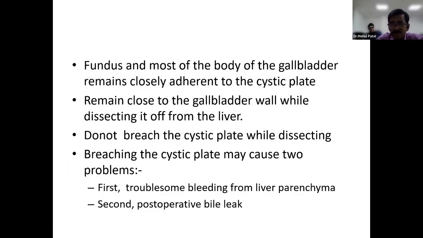So this fundus and most of the body remains closely adherent to the cystic plate. And while dissecting the gallbladder, remain close to the gallbladder rather than going through the cystic plate into the liver parenchyma. If you breach the cystic plate, there may be two problems. First, there will be troublesome bleeding from the liver parenchyma. And secondly, there might be some post-op bile leak. So we should confine our dissection in the plane between the gallbladder wall and the cystic plate.